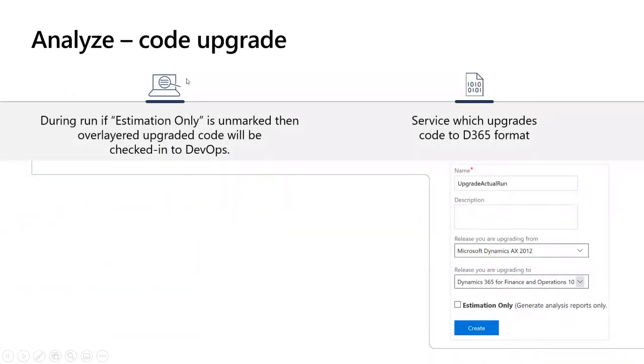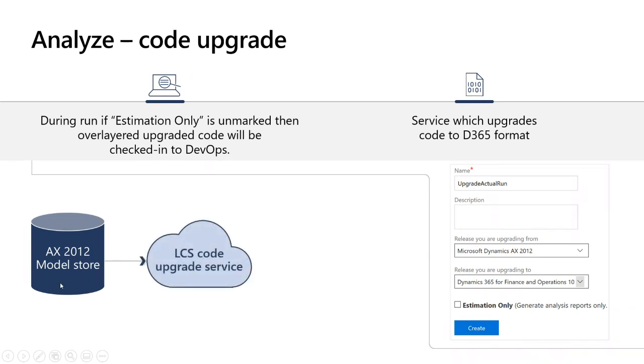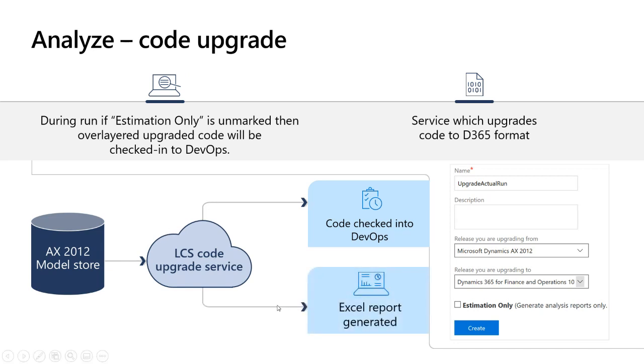So as I said, with the upgrade tool, if estimation only is marked, then it just provides those analysis reports. But I also want to show you what happens if estimation only is unmarked, right? If you are actually doing the code upgrade activity. In that case, the service will also upgrade your code to Dynamics 365 format and check it into DevOps. So this is the screenshot of running it without the estimation only option. After you have uploaded your model store to the LCS code upgrade service, both the 2012 code and the 365 upgraded code will be checked into DevOps so that you can pick it up and continue the conversion. And it will also generate the reports.